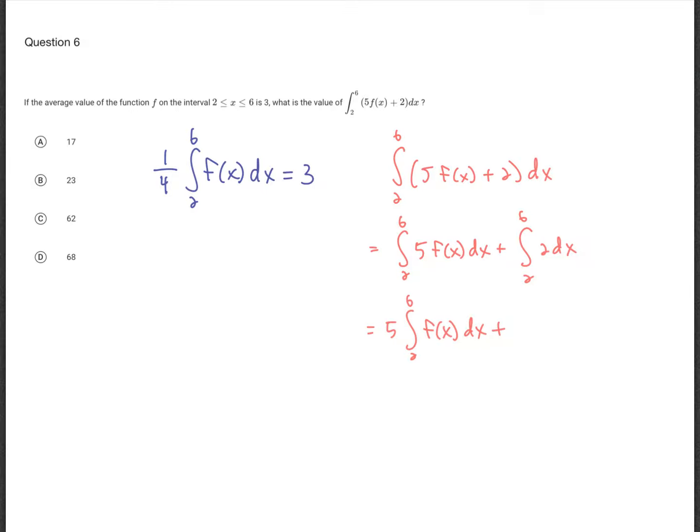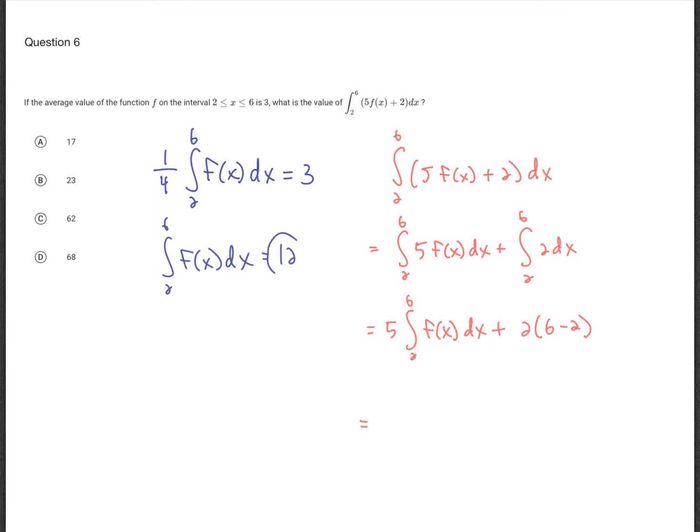Okay, and then let's evaluate this right away. If you take a definite integral of a constant, you just do the constant times the difference of the limits. Okay, so notice here we have this integral from 2 to 6 of f of x, and we basically have that here. That was our original equation that we got from this statement. So notice if we just multiply both sides by 4, we'll get rid of that 1/4. So we get integral from 2 to 6 is 3 times 4, which is 12.